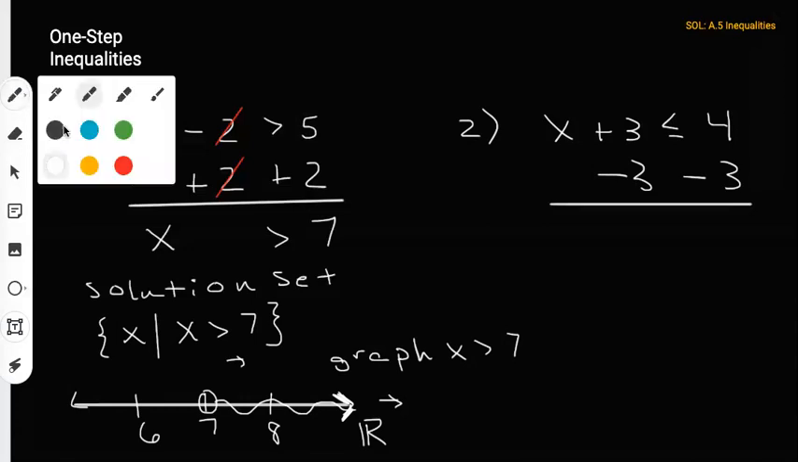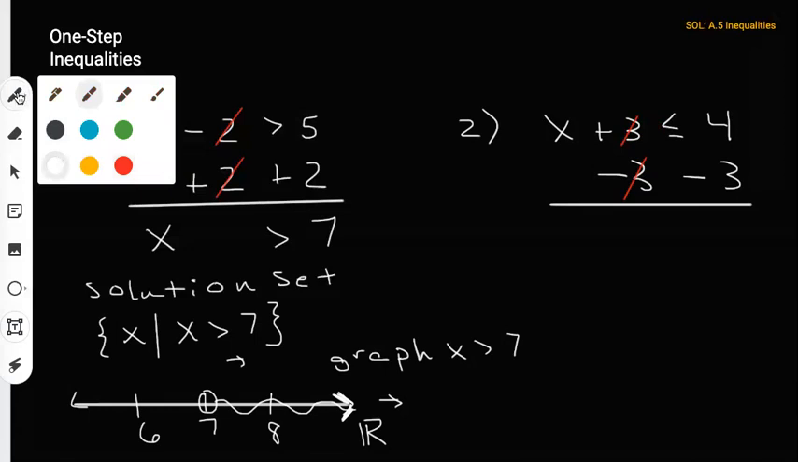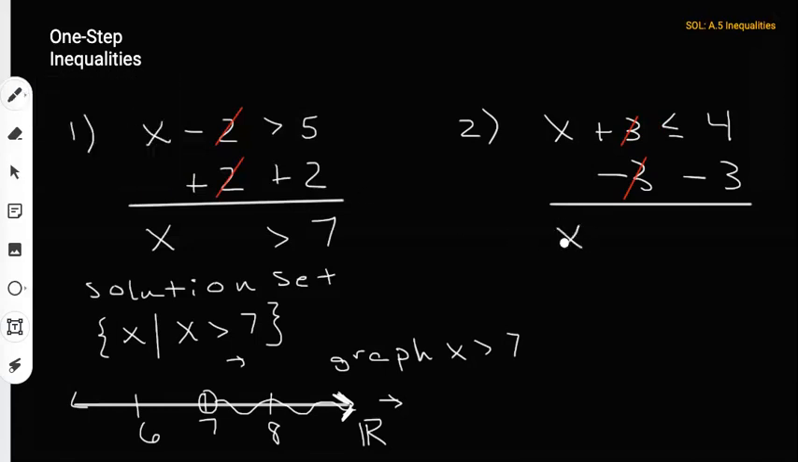What that's going to do is it's going to cancel out the -3 and the +3 on the left side. So I can cross those out. And then I can bring down the variable x. Over here, I keep the inequality sign the same. I have a less than or equal to, so I'm going to keep it as that. And then 4 minus 3 is going to give me 1. So my answer is going to be x is less than or equal to 1. That means I can only consider numbers that are less than 1 or equal to 1.